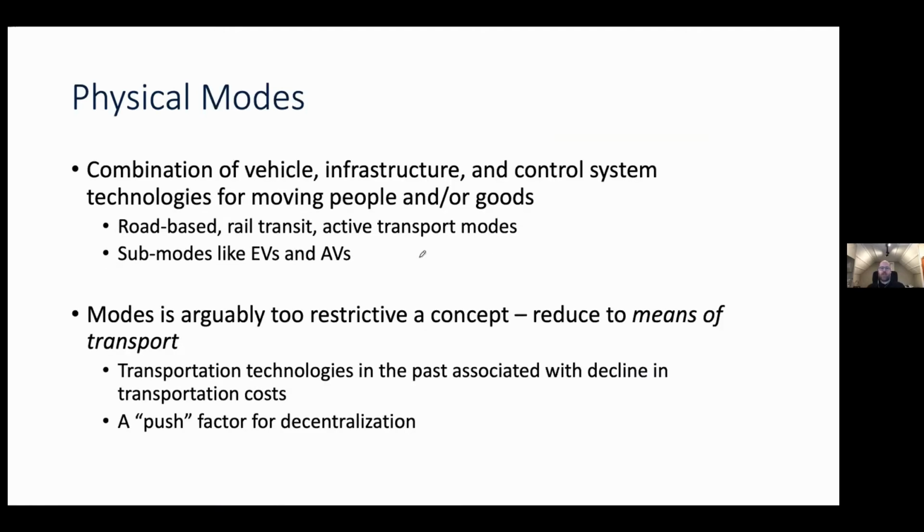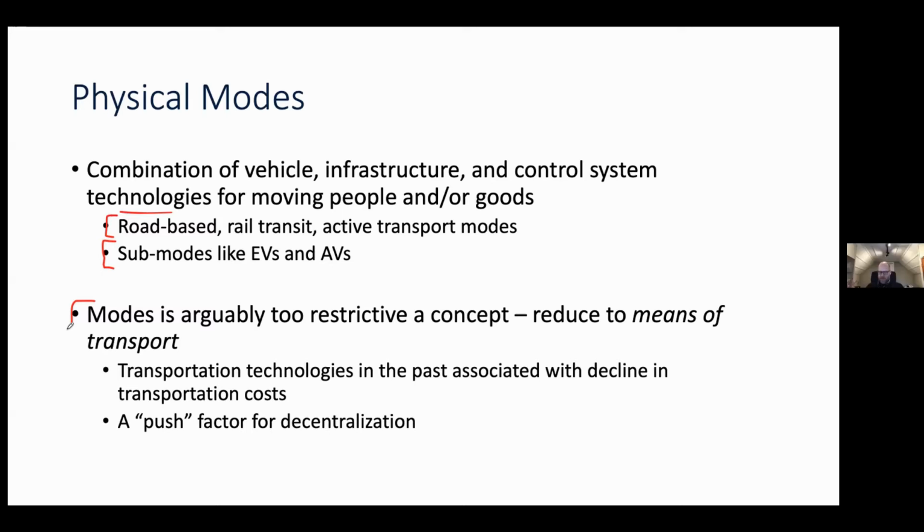Physical modes, the combination of vehicles, infrastructure, control systems, technologies. So a lot of it is road-based, rail-based. We can have sub-modes like electric vehicles and autonomous vehicles, connected and autonomous vehicles, on and on and on. One position on this is thinking about it in terms of modes might now be too restrictive of a concept. Perhaps we should reframe our thinking in terms of, rather than just hard modes, means of transport.